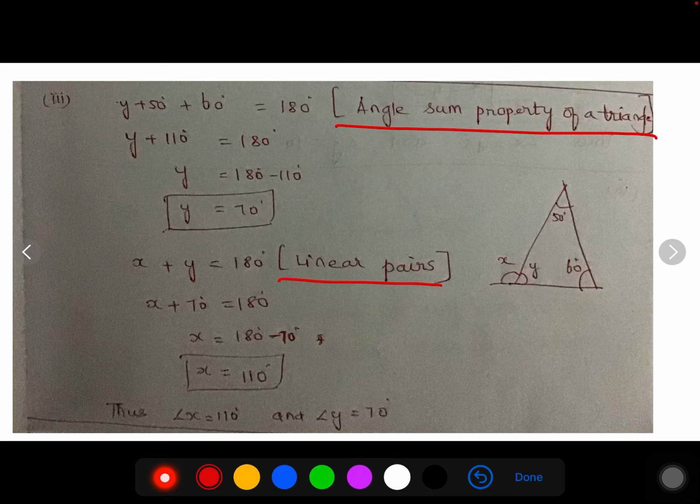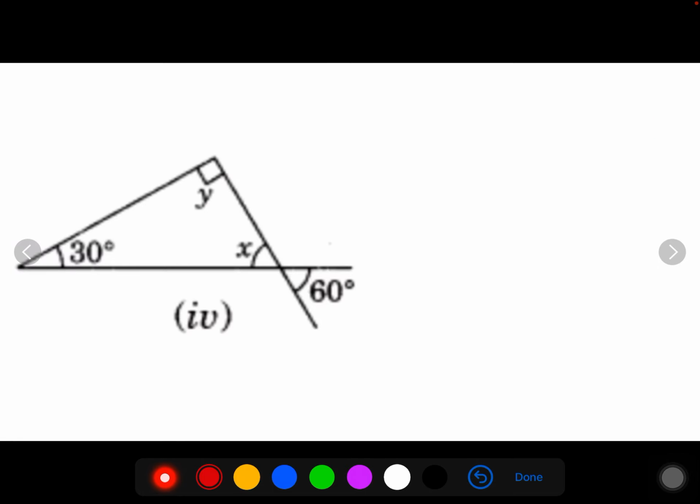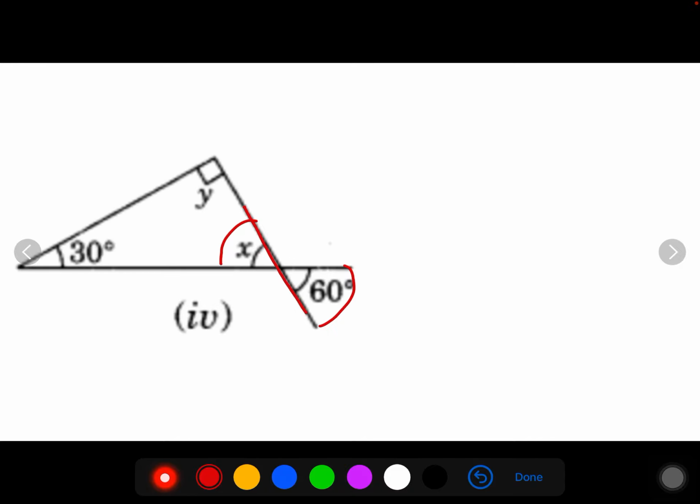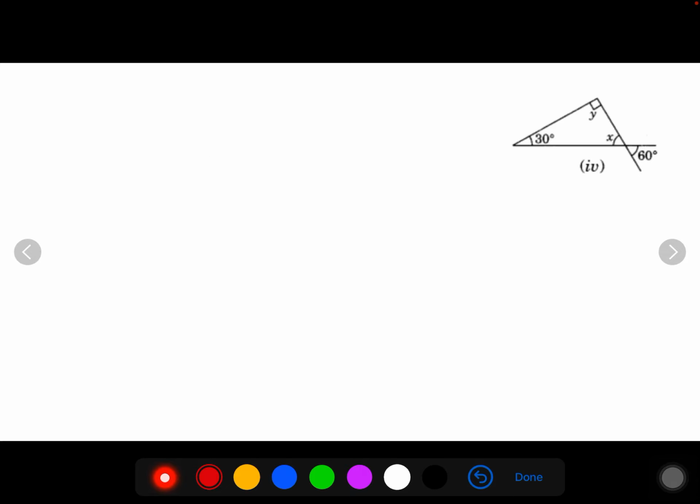Okay, now we'll do fourth subdivision. So just the same way you will do, using the vertically opposite angles. These two are vertically opposite angles. So we'll apply the vertically opposite angle property to find the value for x. Okay, these two straight lines intersect. You will be getting two pairs of vertically opposite angles, they will be equal. Okay, so we'll apply that. X is equal to 60 degrees. Okay, because they are vertically opposite angles.